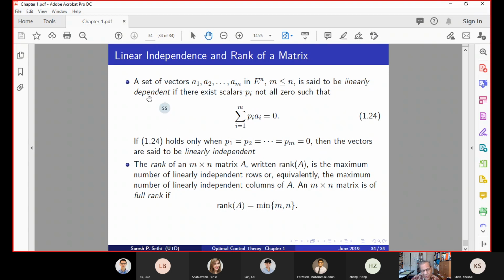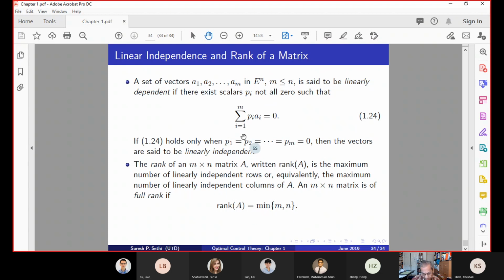Okay, we use it only at one time or another in the book, but most of your exercises and homework will not use this. Okay, rank of a matrix is the maximum number of linearly independent rows, or equivalently the maximum number of linearly independent columns. So the rank of a matrix is at most min of m, n.